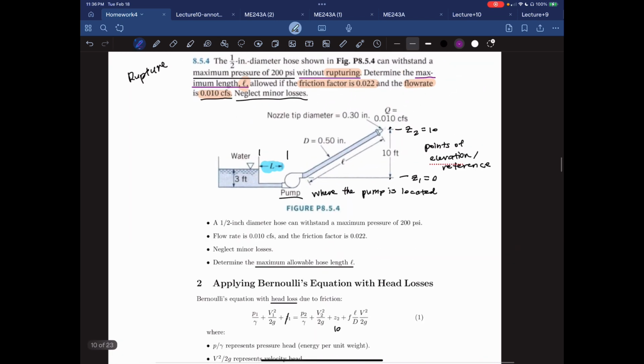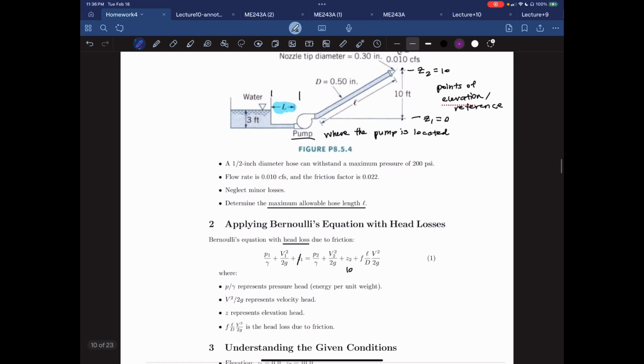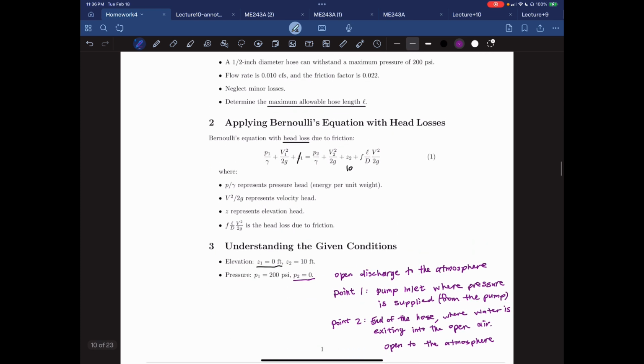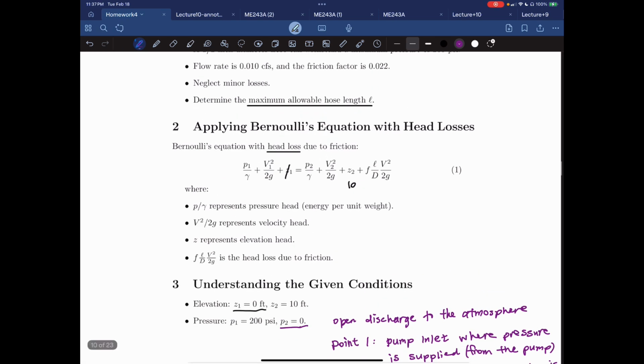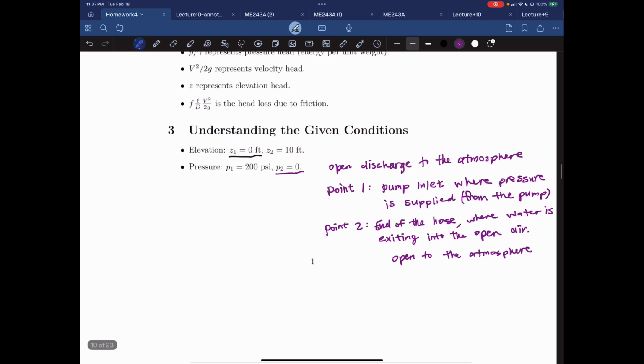Okay, so points of reference, elevation reference. Z1 is 0 because that's where the pump is located. That's what we're setting it. Z2 is the elevated height that the hose is at. So that's why this cancels out. And this is 10 for the variables. Okay, so maximum allowable hose length, continuing. P2 is 0 because it's open discharge to the atmosphere.